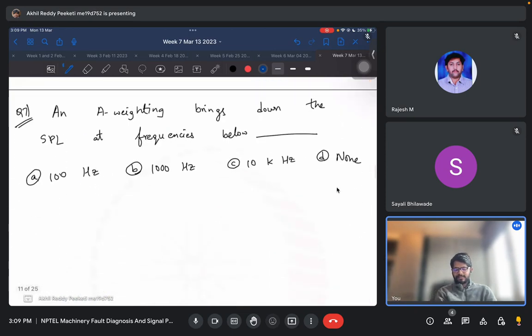So let's go to the next question. A weighting brings down the SPL at frequencies below what? Any idea on this?